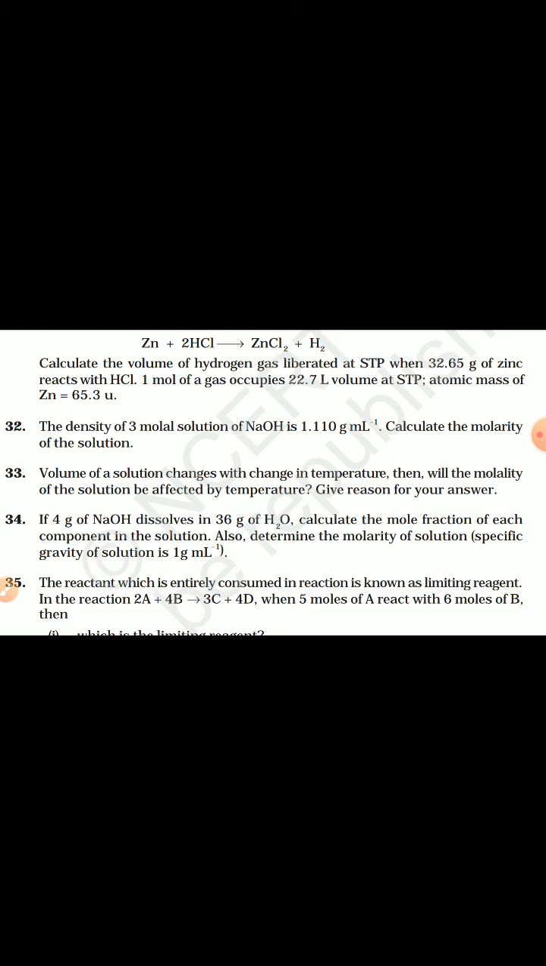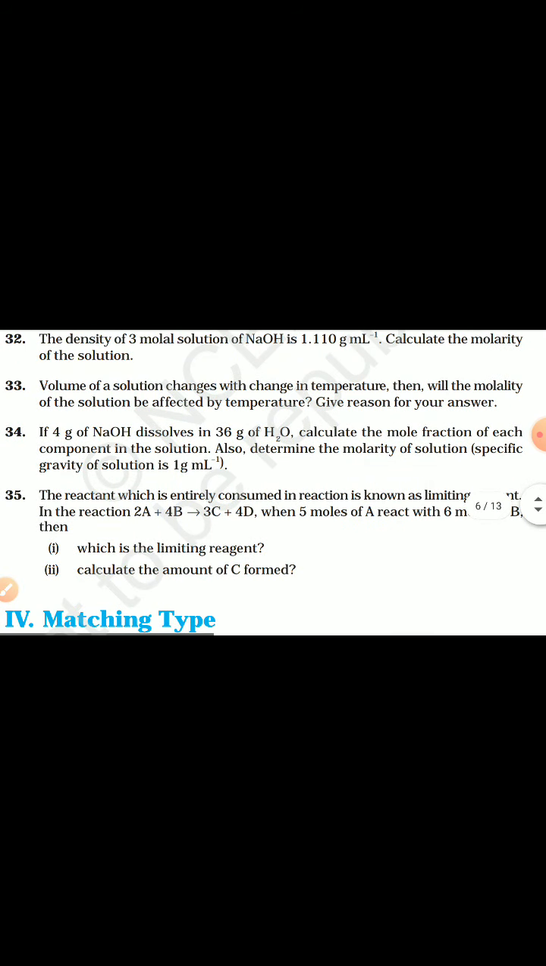Question number 32: the volume of the solution changes with the change in the temperature. When will the molarity of the solution be affected by temperature? Give reasons for your answer. Now, as you know, the molality of the solution is not affected by the temperature, as the molality is expressed in the mass. So, mass does not change, but only the volume is getting affected, and thus molarity is affected, but molality is not affected. Okay.